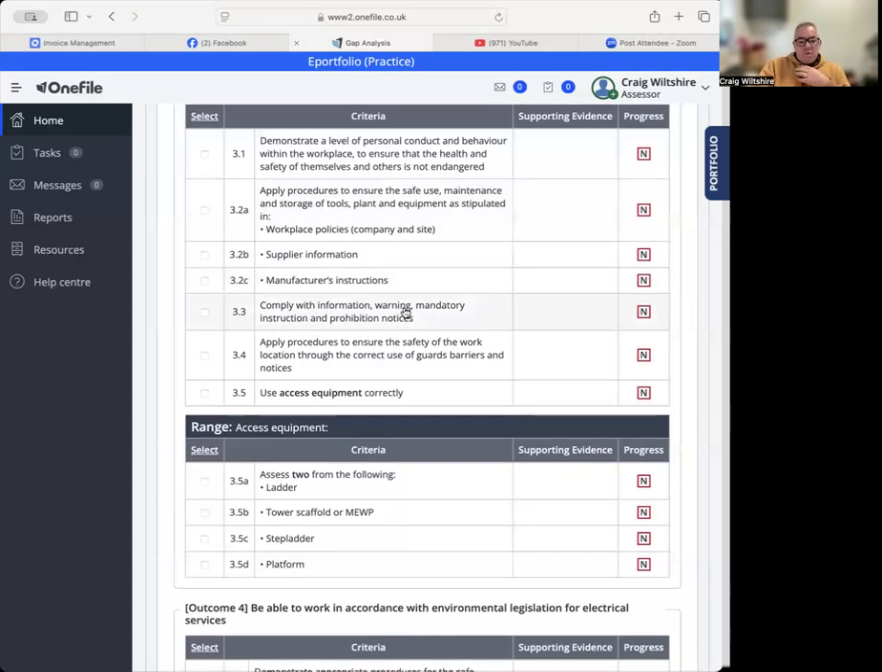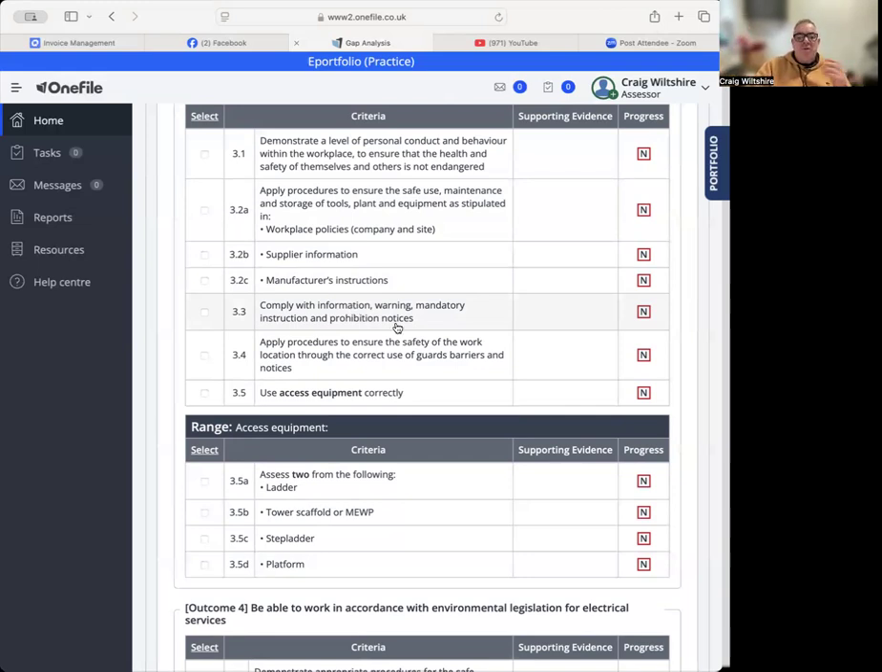Comply with information, warning, mandatory instruction, prohibition, right? So this is you knowing what sign is what. For example, if I said, what is a blue sign with a white background, you would identify that as a mandatory sign. And you'd need to do that with all the different types of signs. So, what type of sign is what colour? Provide an example of a signboard and tell your assessor what sign means what.